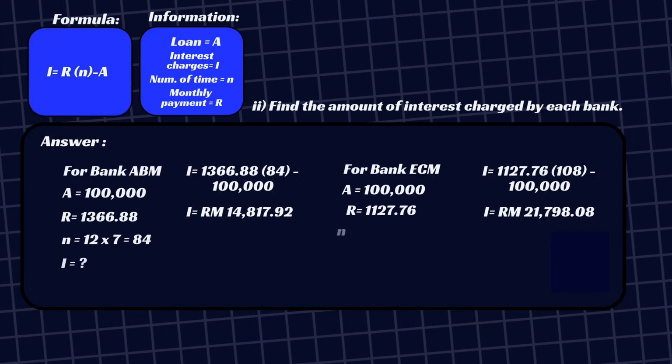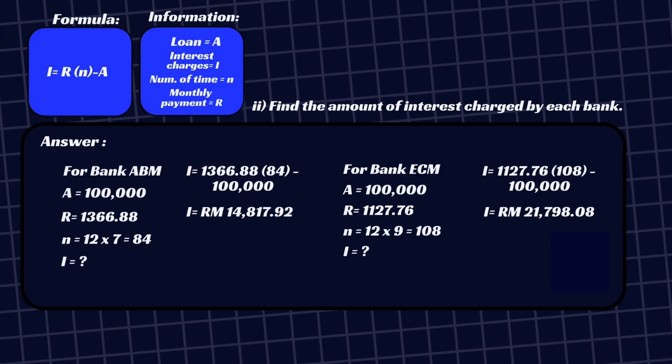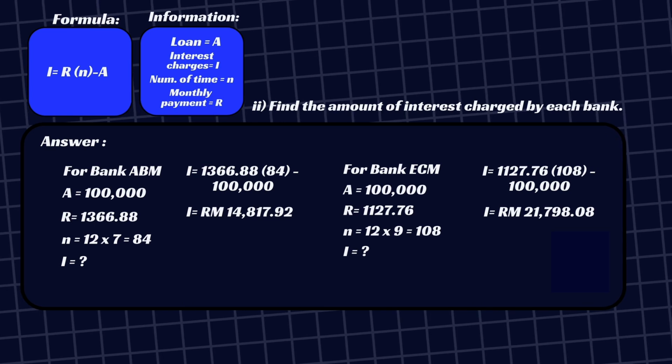Next, we go to second question. Find the amount of interest charged by each bank. So, we need to find interest charge, which is I. Before this, we already got monthly payment as answer. So, we need to put the information into the formula to find I, which is R times N minus A. So, for bank ABM, I equal to 14,817 ringgit and 92 cent.